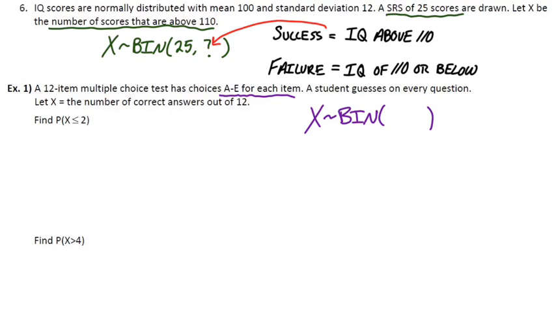The number of trials would be the number of questions on the test, which is 12. And then the probability of success, if you're just guessing, well, A through E, that's 5 choices. So there's a 1 out of 5 chance that you get the right answer. So that's the probability of success, 1/5.